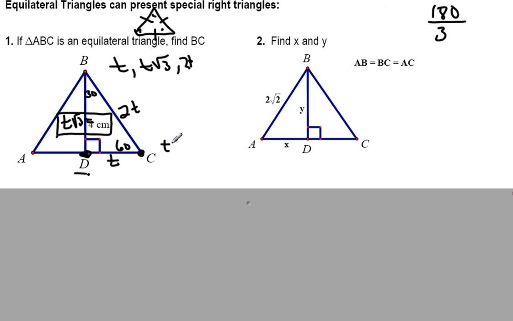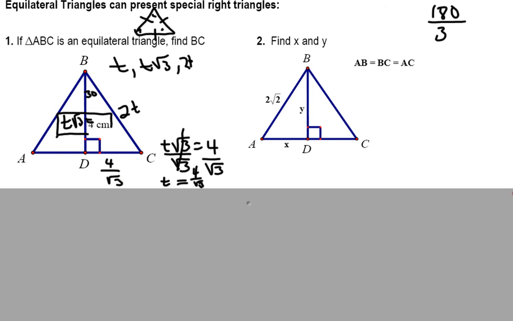So if t times the square root of 3 is equal to 4, then we want to divide both sides by the square root of 3 in order to find out what t is. These two cancel out, so you have t equals 4 over the square root of 3. Now that we successfully found t, everywhere we see a t, we want to erase it and replace it with what it equals.